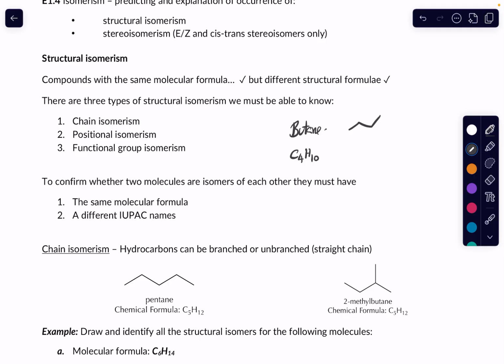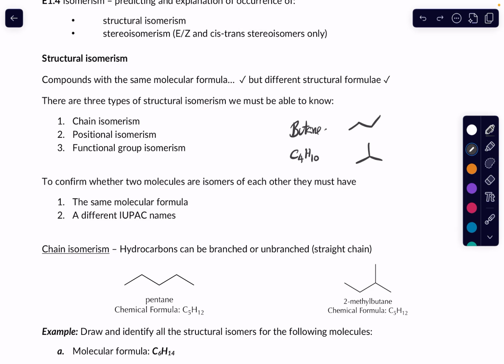However, there is an isomer that exists of C4H10. And what we mean by that is, is there any other way to draw C4H10? And there is. What we can do is something like this. So we go 1, 2, and 3, and then we add the 4th carbon here. And this is no longer called butane.